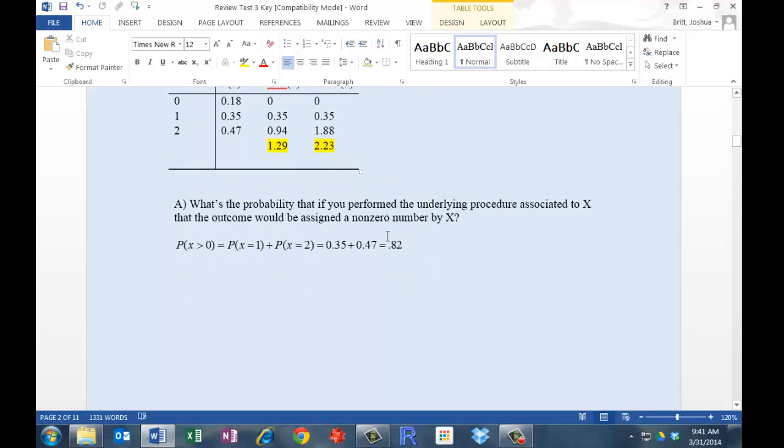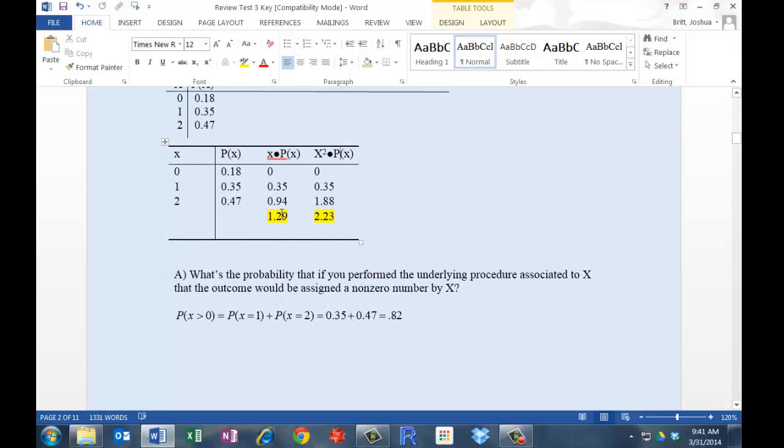Okay, what's the probability that if you perform the underlying procedure associated to x, the outcome would be assigned a non-zero number? Well, non-zero is anything other than 0. It's kind of like saying non-chocolate. Non-chocolate is anything other than chocolate. So non-zero just means we're going to take 1 and 2. So what's the probability of 1 plus the probability of 2? So non-zero is x greater than 0. It's equal to the probability of 1 plus 2, which is these two. Add these together. Okay?